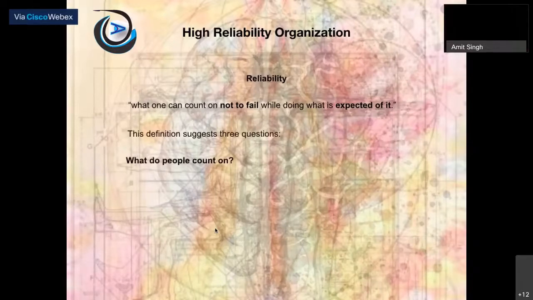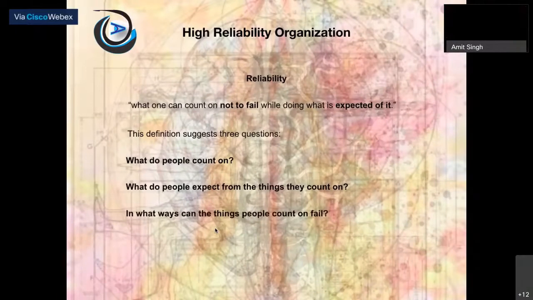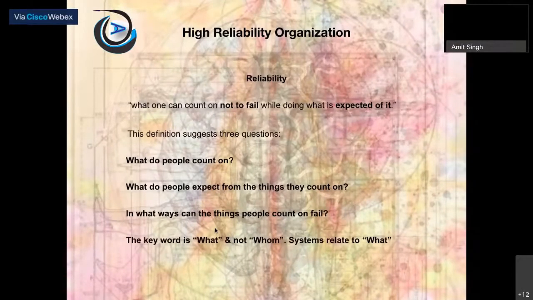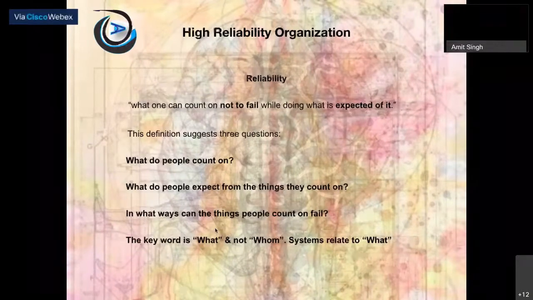Who do people count on? So when you're flying or you're operating in an environment which is high risk, who do people count on? What do people expect from things they count on? And in what ways can the things people count on fail? So it is about systems and not people. So about what and not whom.